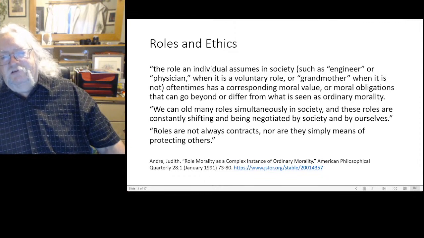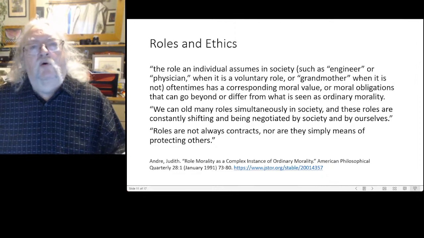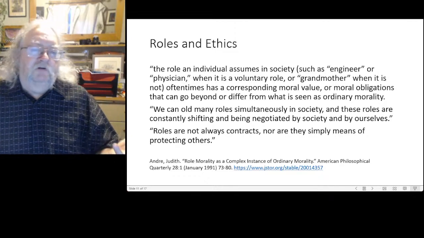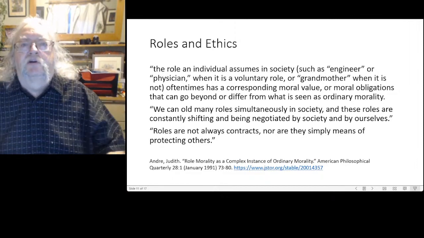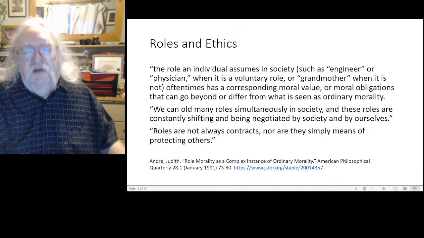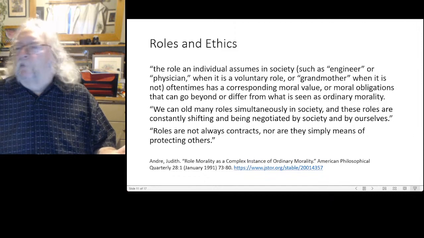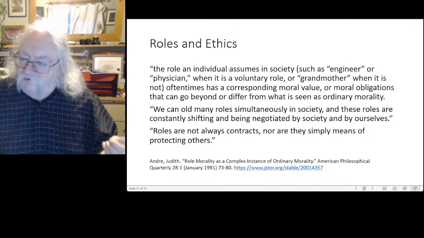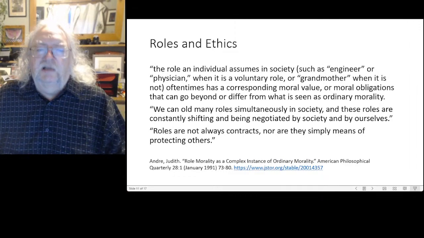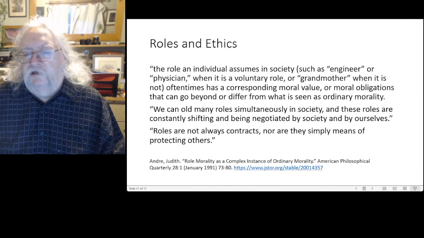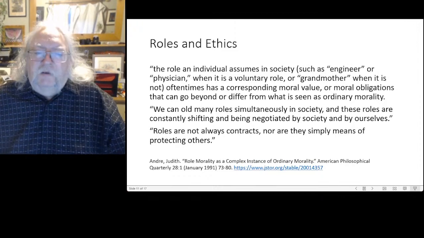we can see that there's more than one role. Any person has more than one role. I simultaneously, at this exact moment, have the role of teacher, the role of researcher, the role of husband to my wife, the role of uncle, the role of irresponsible child who hasn't done things for his parents in a little while. Some of these are voluntary, such as engineer or physician, that you decide that you're going to undertake. Some of them are involuntary, such as being a grandmother. It just happens to you.